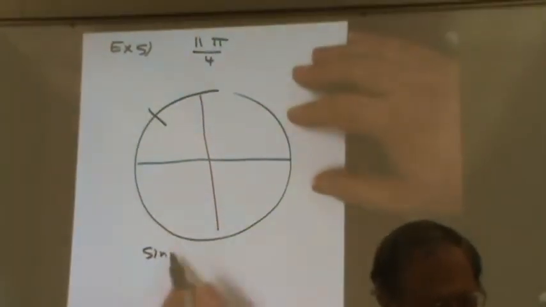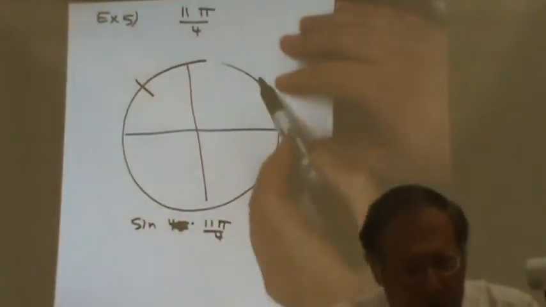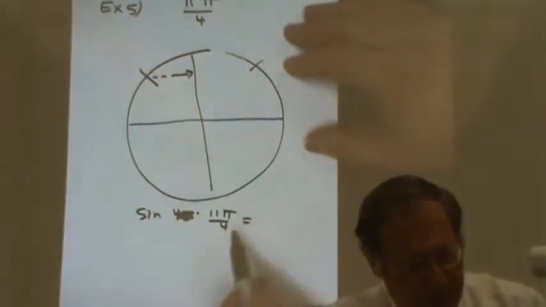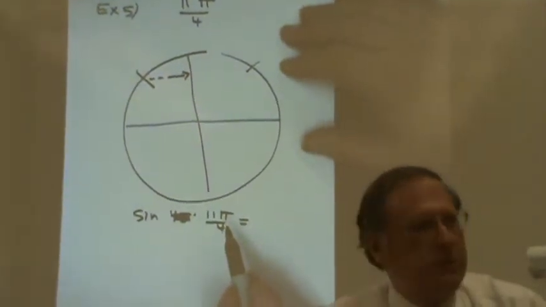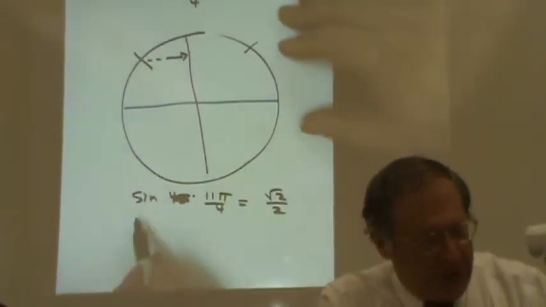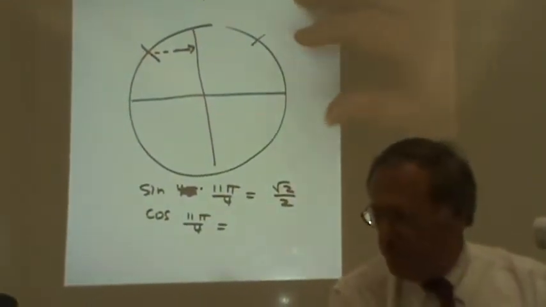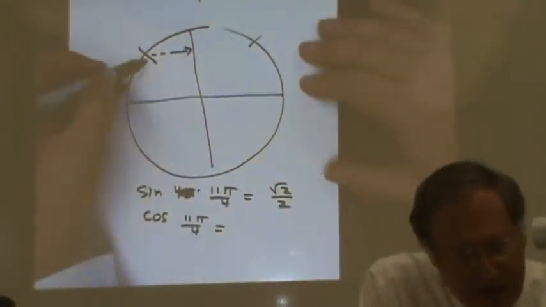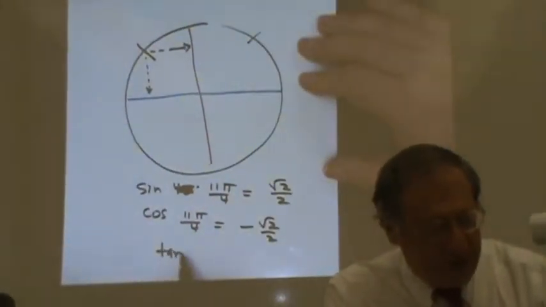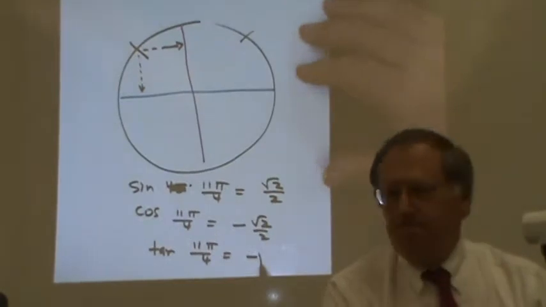The sine of 11 pi over 4. We agree the reference angle is 45 degrees. Sine is positive, we're in positive territory. What's the answer? Radical 2 over 2. Cosine of 11 pi over 4: do folks see the cosine is negative because on the cosine line we're in negative territory? Won't that be negative radical 2 over 2? And therefore the tangent of 11 pi over 4 will be negative 1. Do we agree? Aren't these fun?